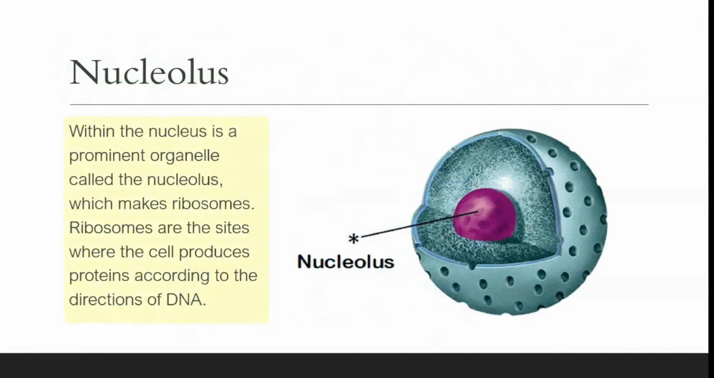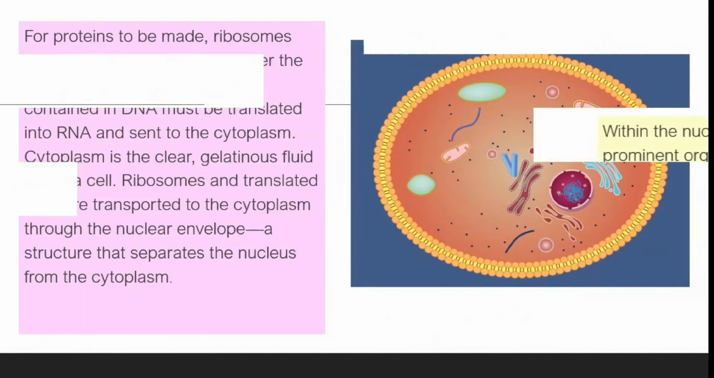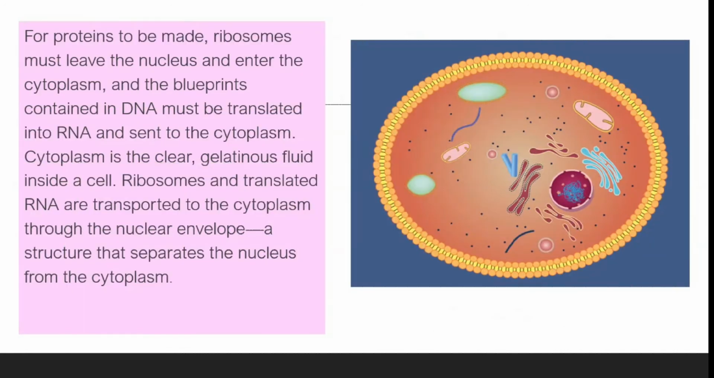Nucleolus. Within the nucleus is a prominent organelle called the nucleolus, which makes ribosomes. Ribosomes are the sites where the cell produces proteins according to the directions of DNA. For proteins to be made, ribosomes must leave the nucleus and enter the cytoplasm, and the blueprints contained in DNA must be translated into RNA and sent to the cytoplasm.